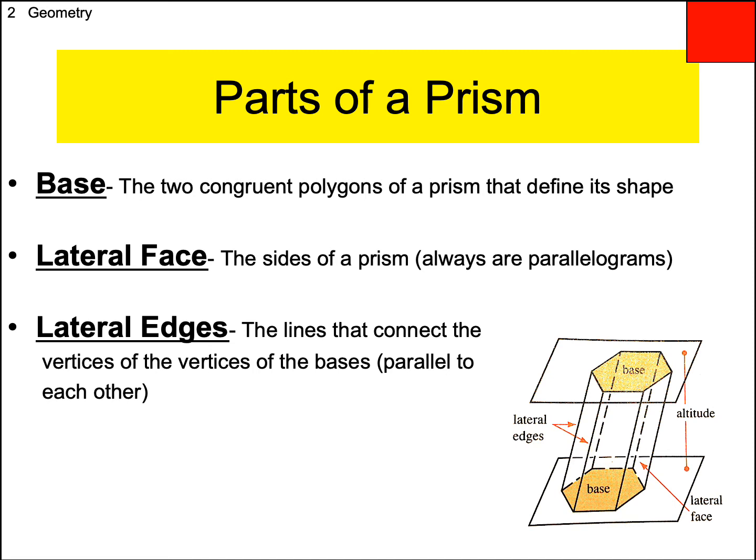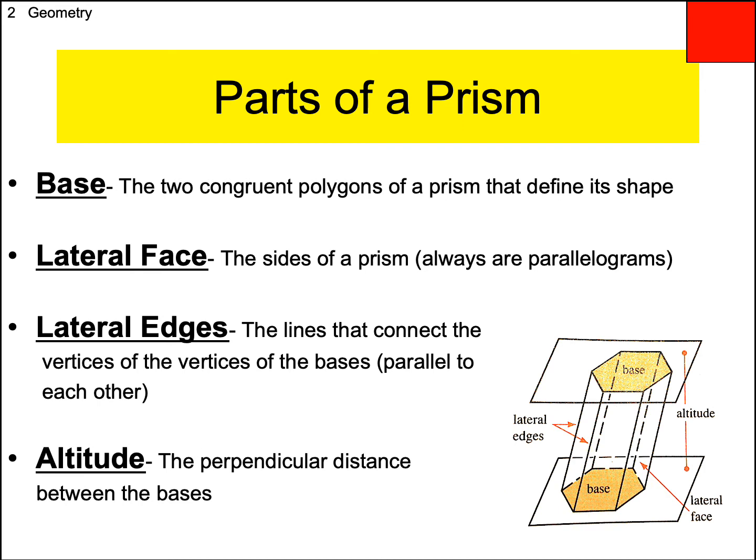Okay? All right. And the last one is altitude. It also could be called the height in some books. I do know we're going to use the height and altitude interchangeably. Altitude is the perpendicular distance between the two bases. Generally, we do call this the height in most math books, but as you go into higher level math, they use the word height and altitude interchangeably.